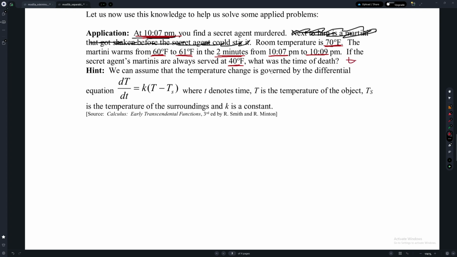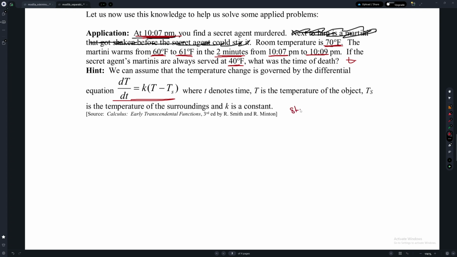We can assume that the temperature change is governed by a differential equation. So they give you an equation, where t denotes time. These will tell you what each variable means. And so here we'll write what each variable is since we have some information. So we always have a start and an end. There's a start of the murder and there's the end of the murder.